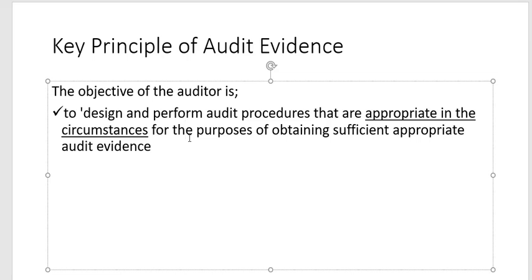And at the end, we should be able to obtain sufficient appropriate evidence. Sufficient means quantity. We should get enough evidence. While appropriateness means quality. So the evidence that we get should be of good quality. I'll emphasize this point when we now have knowledge of audit evidence later on. I'll come back to this point.